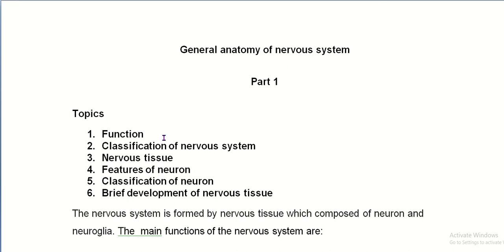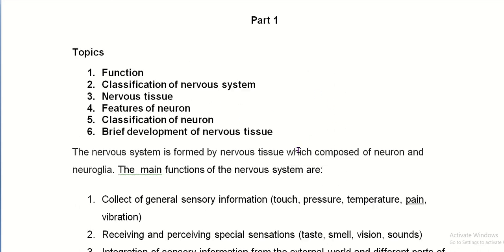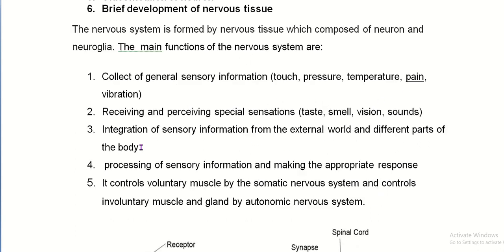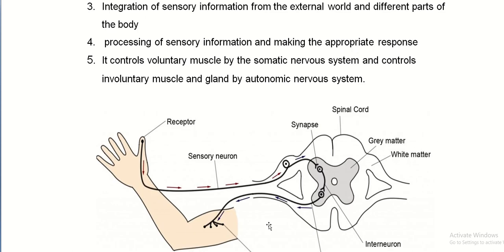These are the topics discussed in part 1 of the general anatomy of the nervous system. The nervous system is formed by nervous tissue, which is composed of neurons and neuroglia. These are the main functions of the nervous system.